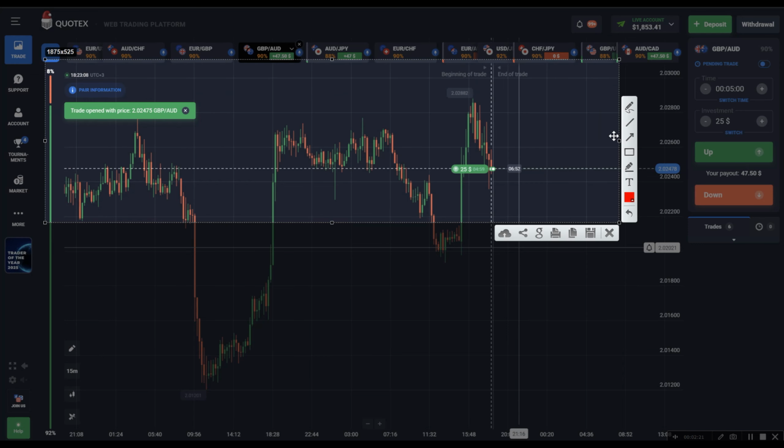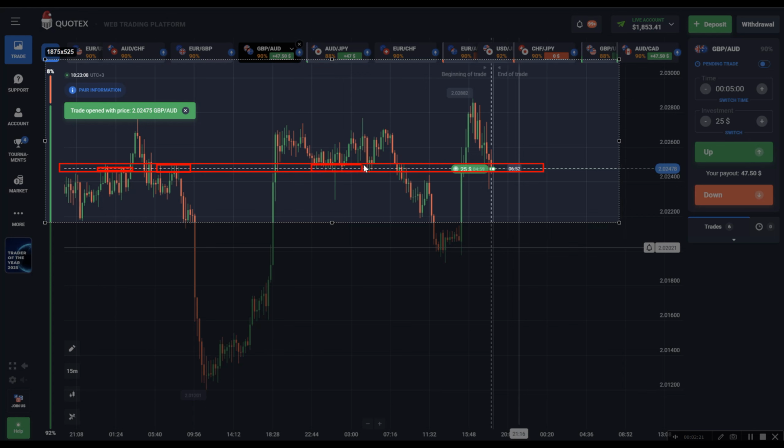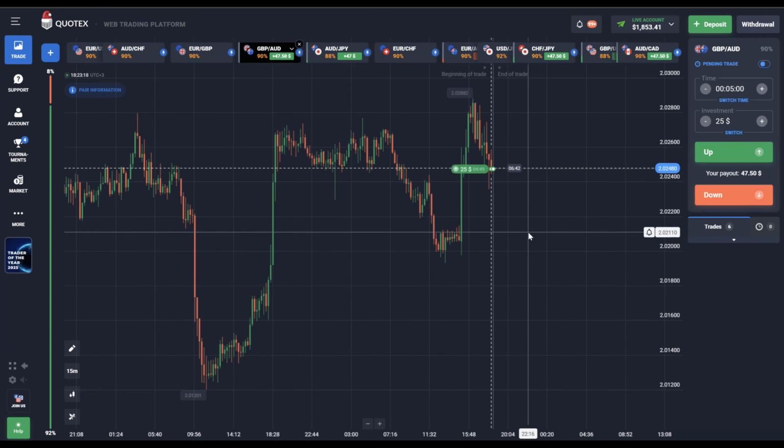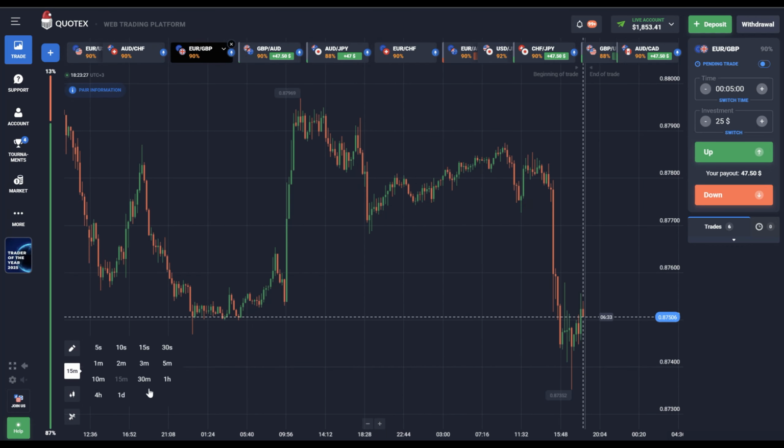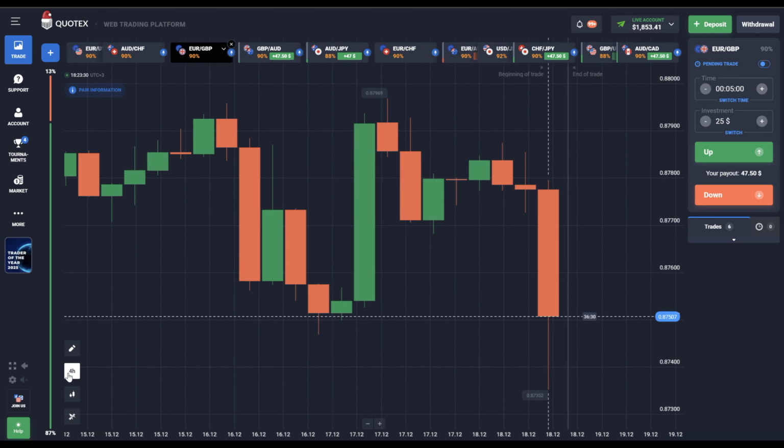We also have a significant support zone here, and this zone is clearly visible on the chart. The price has reversed many times in this zone in the past, so there's really nothing wrong with opening a trade here at this point. Alright, let's take a look at the higher time frames.